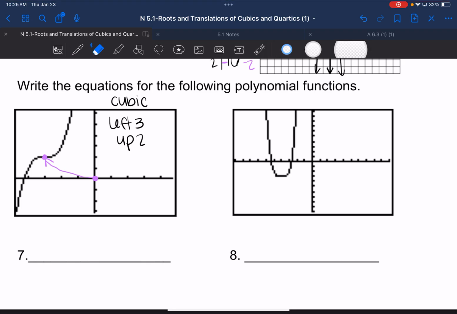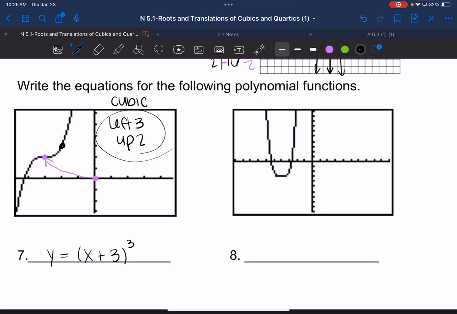Okay. And then normally we would have a point over 1 and up 1, which it looks like we still have, right? So no kind of stretch. It's not reflected. So these are the only two changes we need to write in the equation. All right. So my equation would be y equals, how would I write it? Nice. Making sure we put that cube outside the parenthesis.